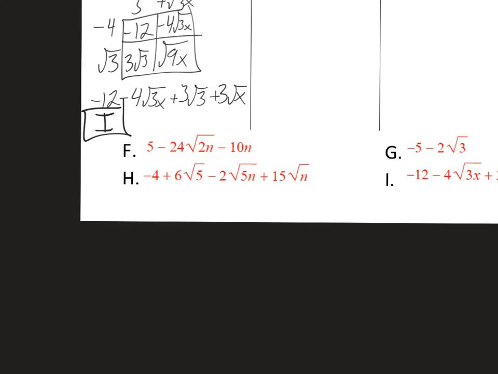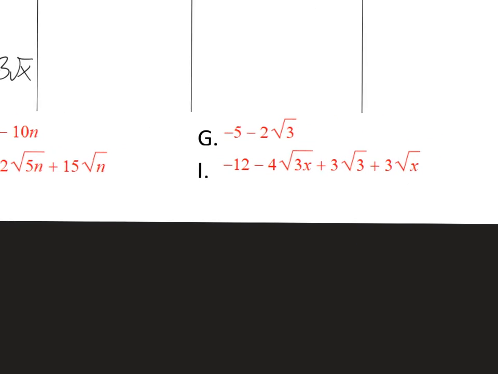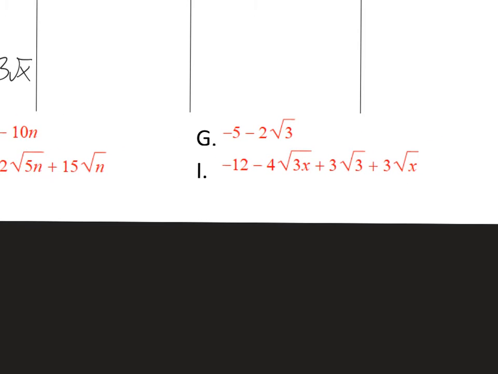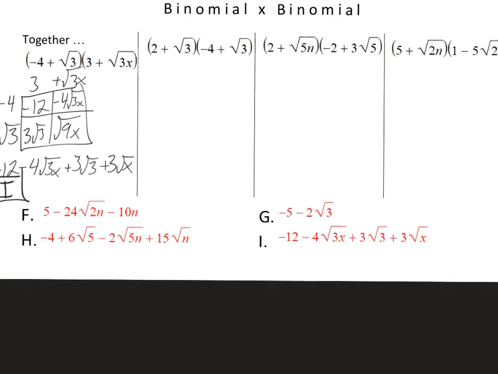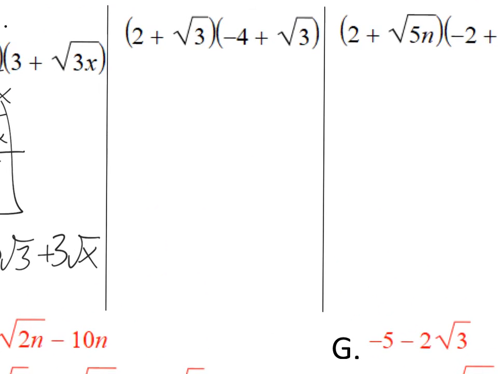Real quick, let's just make sure we know what all these answers are. For F, it's 5 minus 24 radical 2n minus 10n. H is negative 4 plus 6 radical 5 minus 2 radical 5n plus 15 radical n. And G is negative 5 minus 2 radical 3. Okay, so I want you to try out the next one. You can either do it like that or you can FOIL.